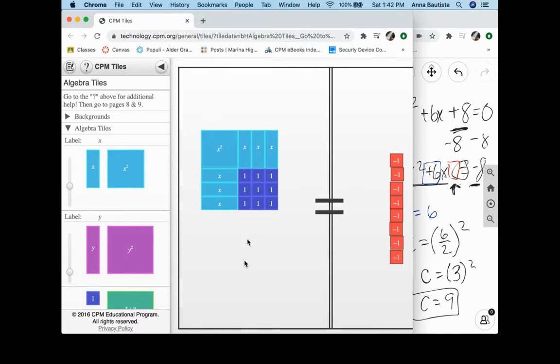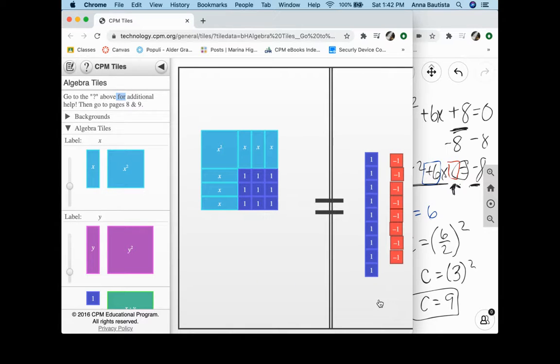But we know that if we add 9 to this side, we must also add 9 to this side. So we're going to bring over 9 tiles on this side and see what we get. I'm going to leave them blue because they're positive this time since we're adding 9. And then we'll see what we get, 9.